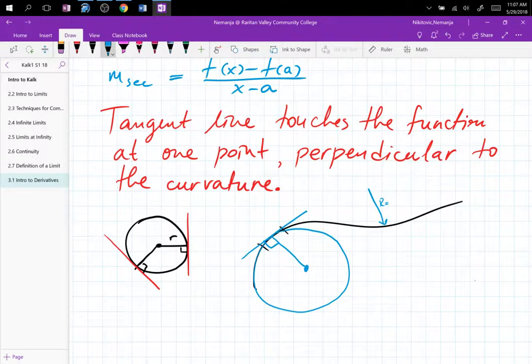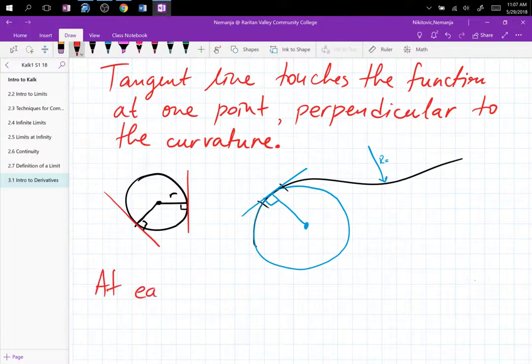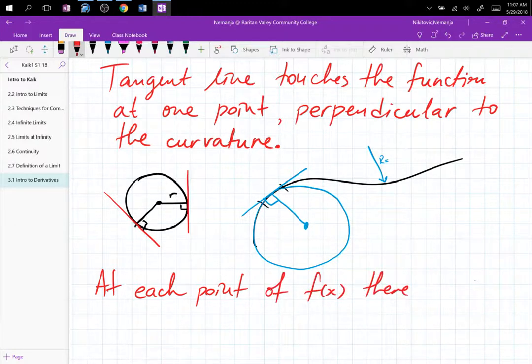So at each point, I have to write this in blood as well, at each point you can only have one tangent line. It's like Highlanders. At each point of f of x, there is exactly one tangent line.